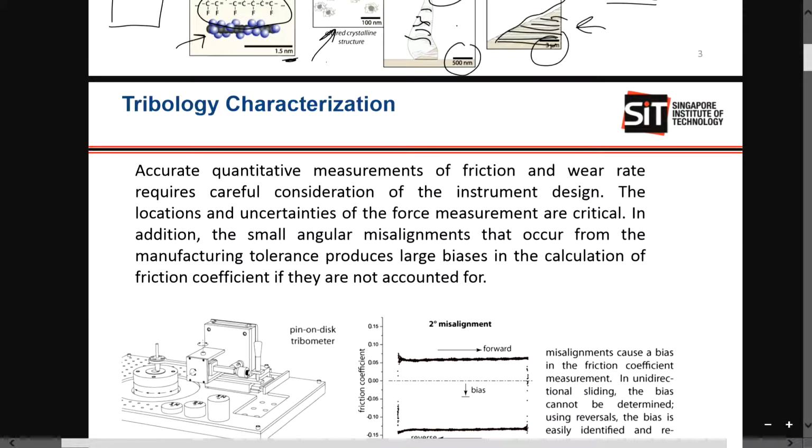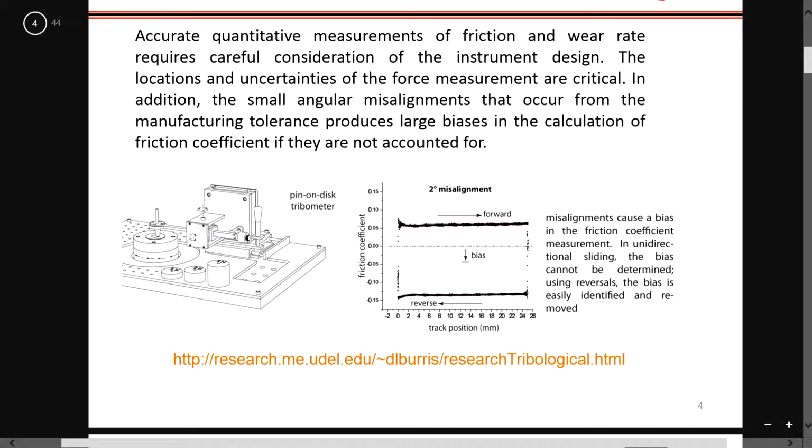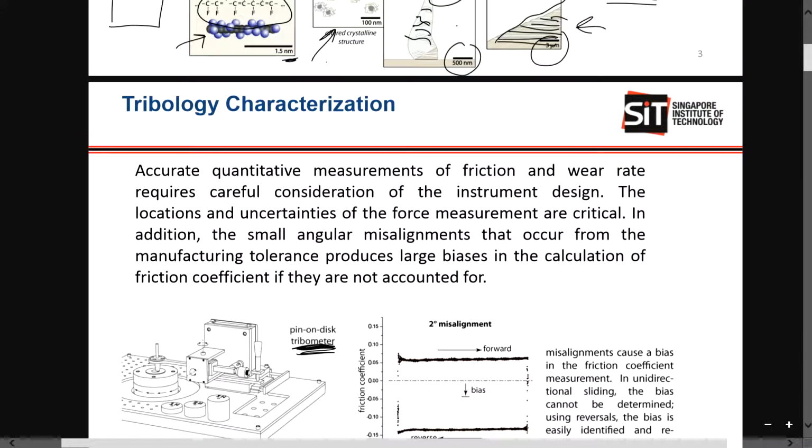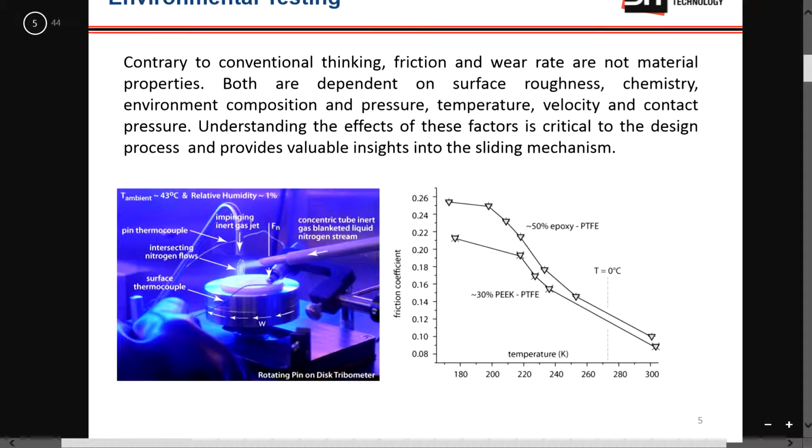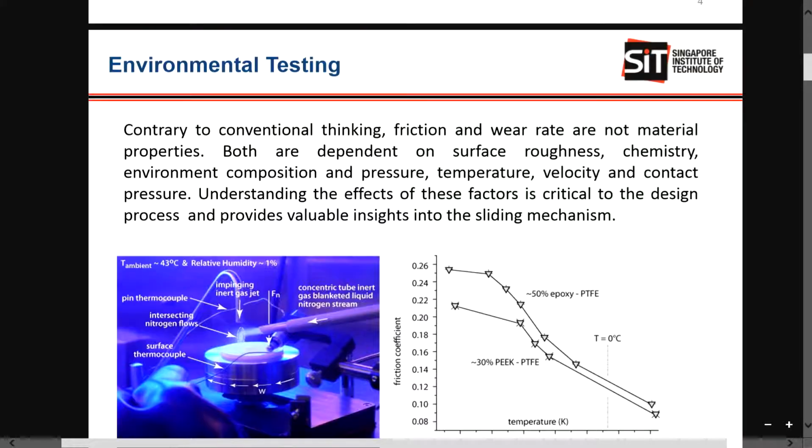And this is in terms of measurement of friction and wear. When talking about a tribometer, the one that I showed you just now in the video, it's a measurement of the friction and the wear, so be careful of that. After that, environmental testing, I don't need to explain much, I guess. I think I should go through it because it's quite interesting.